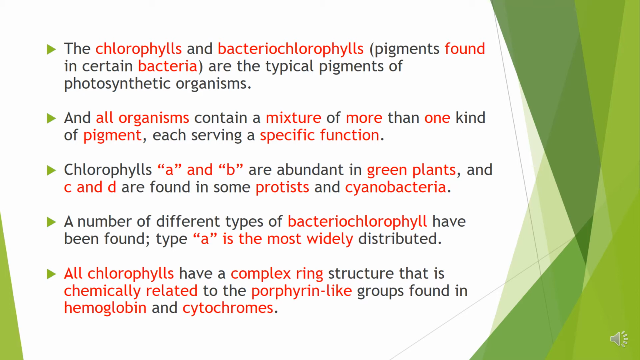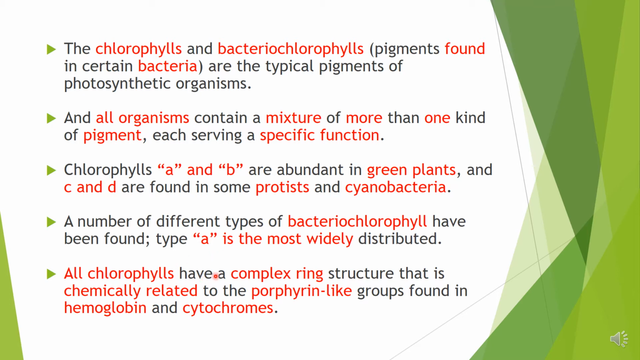The next is chlorophyll molecules. They are present in the photosynthetic organisms, whereas in the green plants chlorophyll a and chlorophyll b are present abundantly, whereas chlorophyll c and d are present in the protists and cyanobacteria. Now, the bacteriochlorophyll molecule is almost similar to the chlorophyll a molecule of the higher plants.